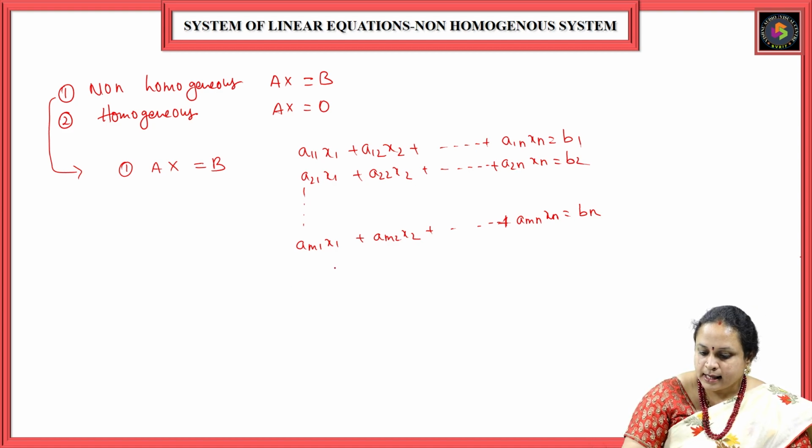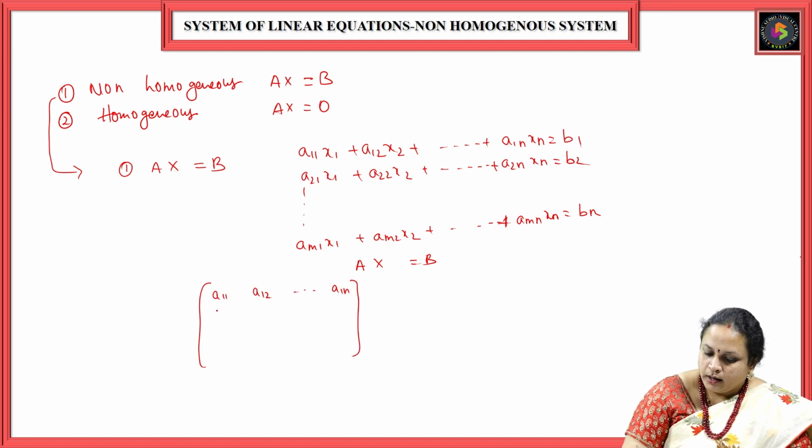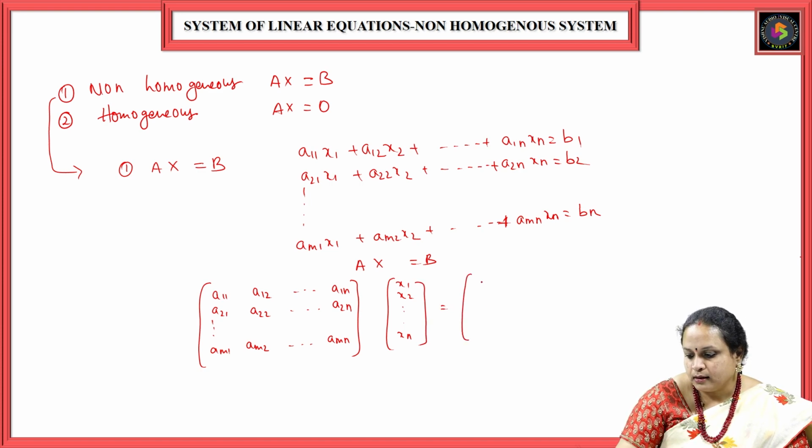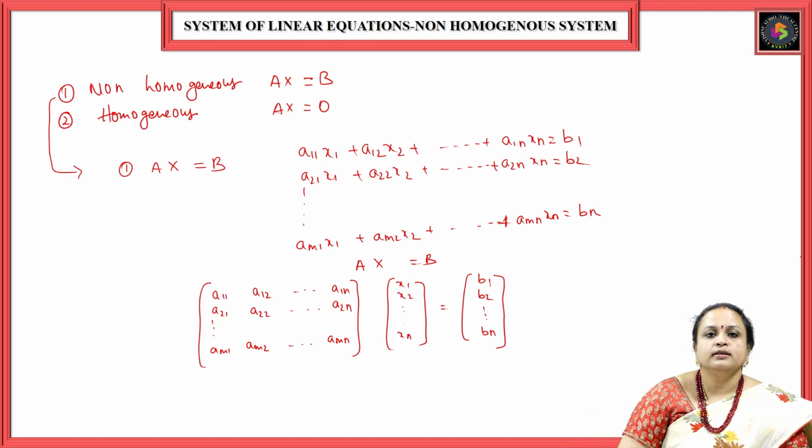Now writing them as Ax equal to B, where A is the coefficient matrix, that is a11, a12 so on up to a1n, a21, a22 so on up to a2n, and am1, am2 so on up to amn. The unknown matrix X is x1, x2 so on up to xn, equal to the matrix B, that is b1, b2 so on up to bn. This is how we write the system of equations. That is our step 1.